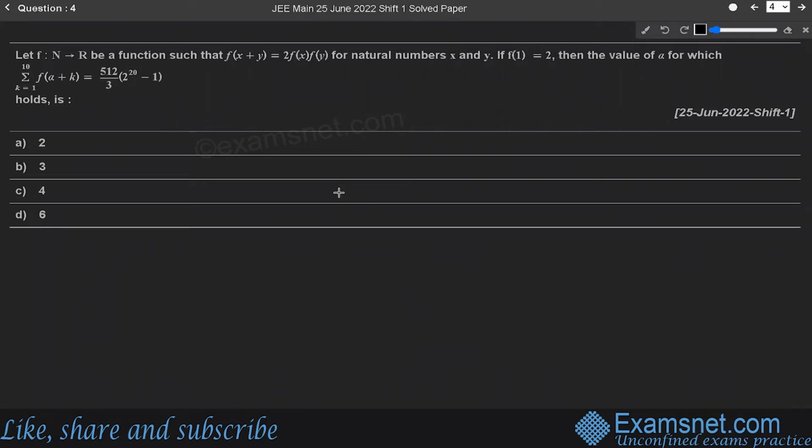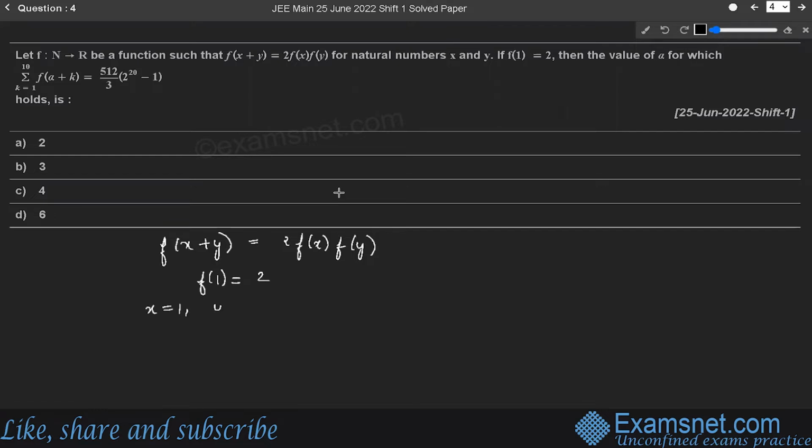Next question is: let f from N to R be a function such that f(x + y) is equal to 2 into f(x) into f(y) for natural numbers x and y. If f(1) is equal to 2, then the value of a for which the summation of k equals 1 to 10, f(a + k) is equal to 512/3 into (2^20 − 1) holds is. It is given in the question that f(x + y) is equal to 2 f(x) f(y), and f(1) is equal to 2.